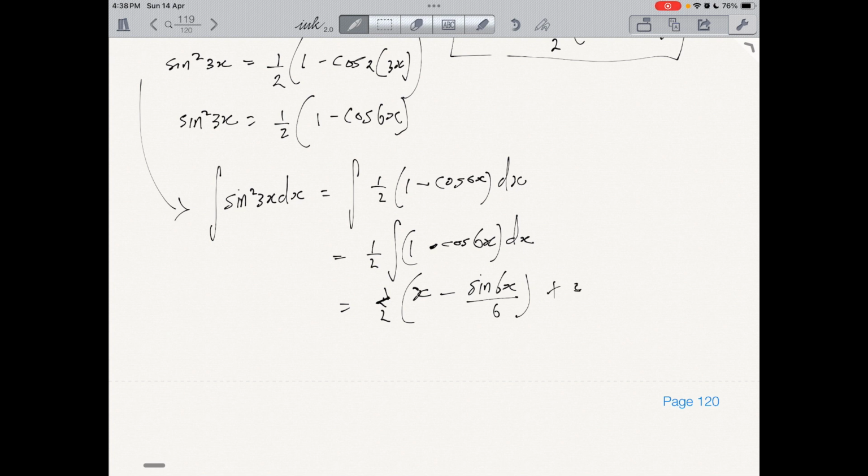Now we have seen how to integrate sine square x and cos square x. In our next video, we'll be taking a look at how to integrate higher powers of sines and cosines.